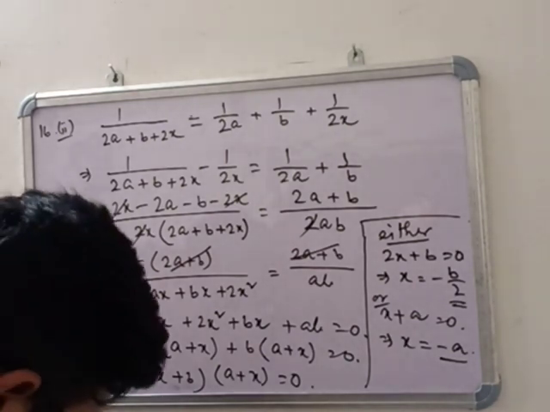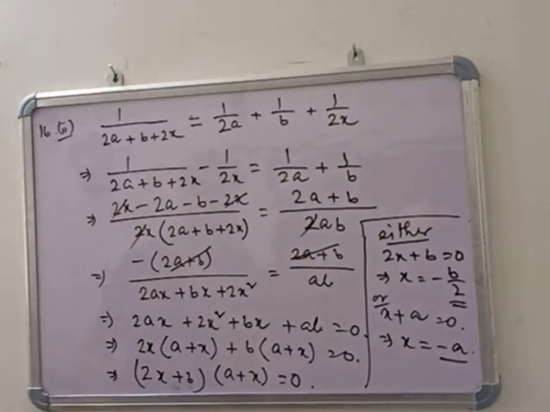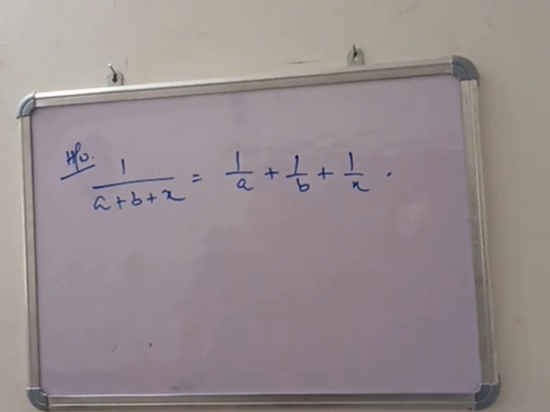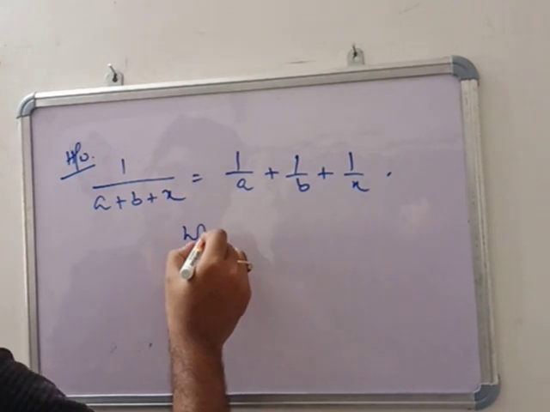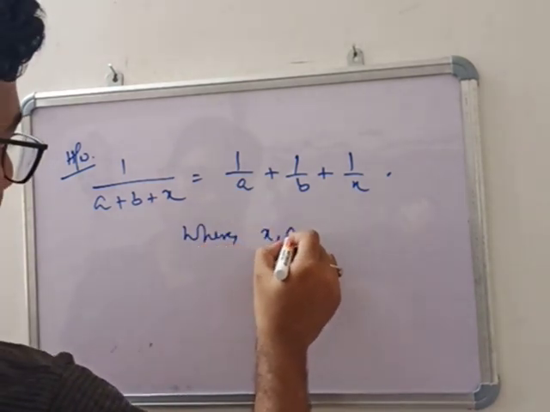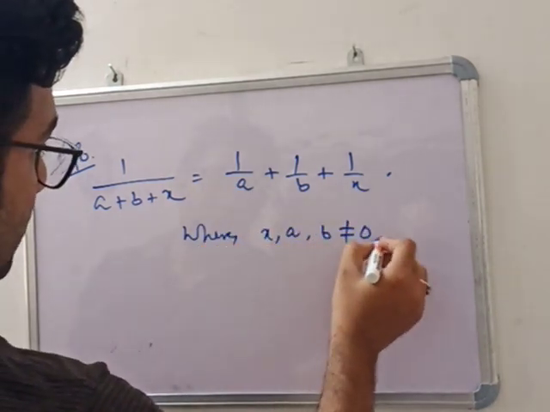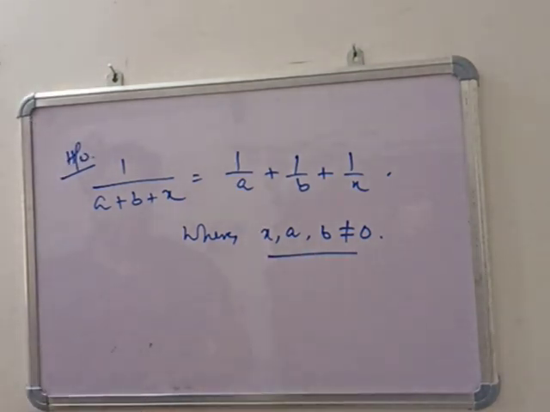Now same sum, previous years, this sum is changed in this year. In the previous years, another sum is there in the exercise. I am giving it to you for the homework. Now see that. So this is 1 by (a plus b plus x) equals 1 by a plus 1 by b plus 1 by x, where ab not equals to 0. So this is a sum for the homework.